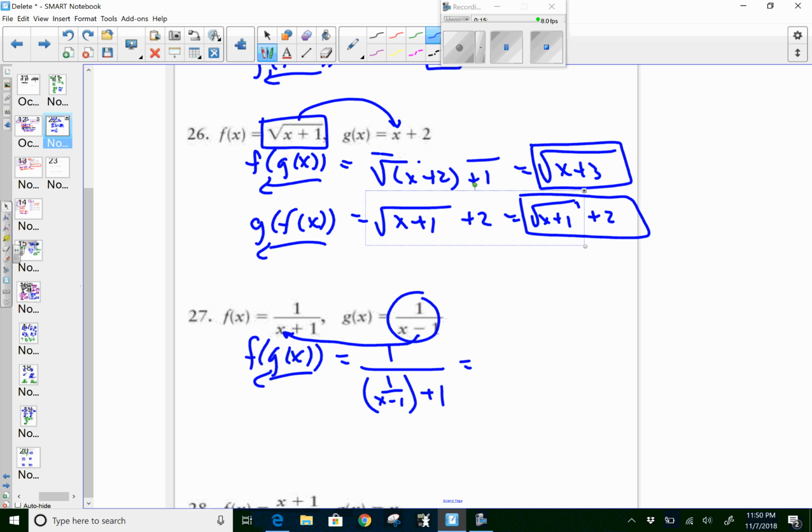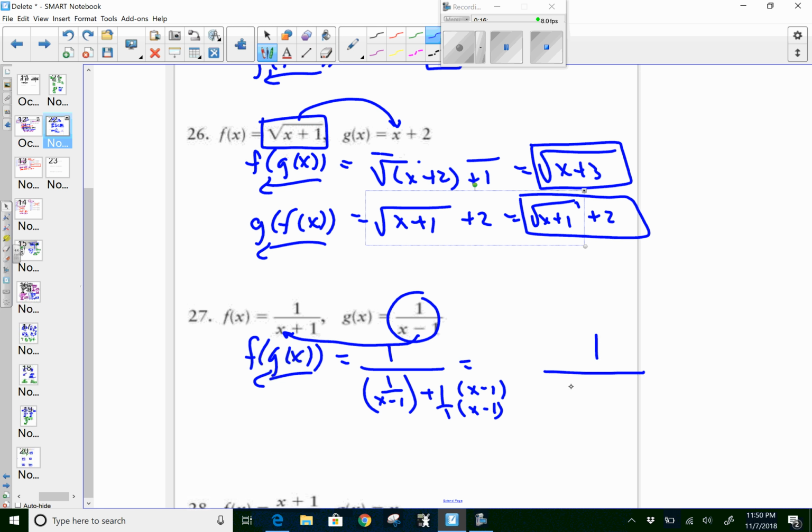And then I want to see if I can simplify this any further. So I see that I have 1 over, this is like 1 over 1. So I want to get a common denominator. So my common denominator is going to be x minus 1. Whatever I do to the bottom, I do to the top, x minus 1. So I have the 1 on top from here.